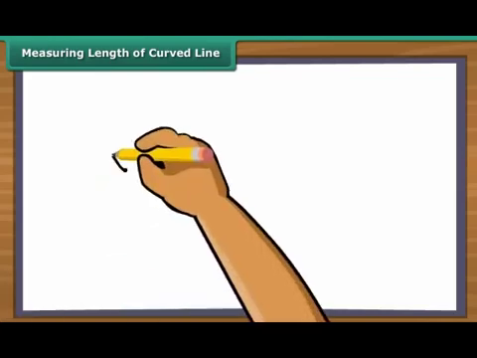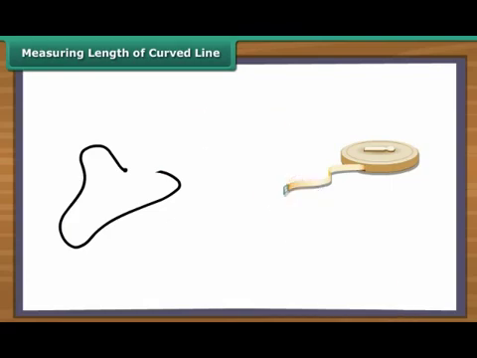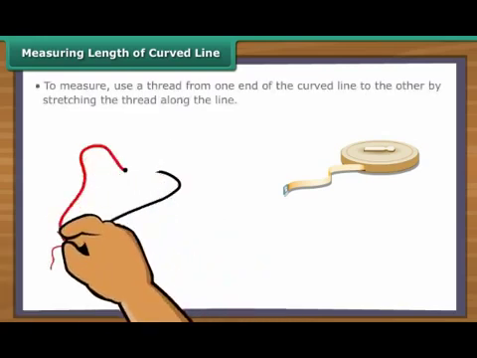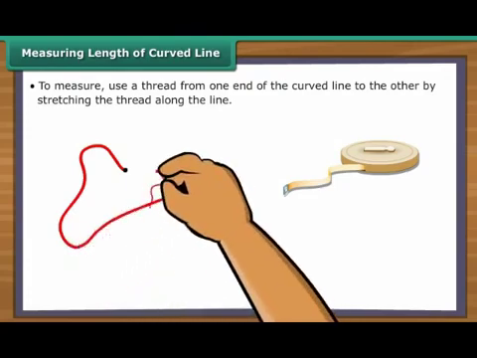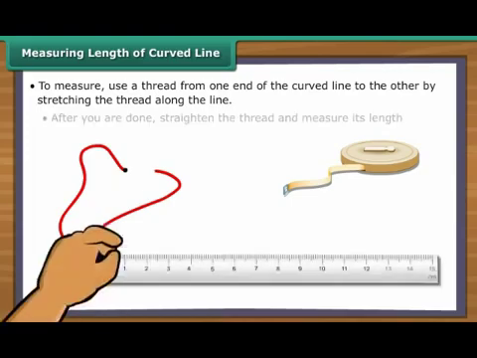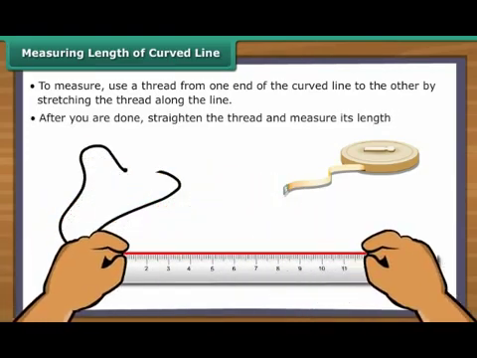Measuring length of a curved line. To measure a curved line, the standard measuring tape will not be enough. You will have to use a different mechanism to arrive at the correct length of the curved line. You will use a thread along the line of the curve, from one end of the curved line to the other end, stretching the thread along the line. After you are done, straighten the thread and measure its length. You will know the length of the curved line accurately.